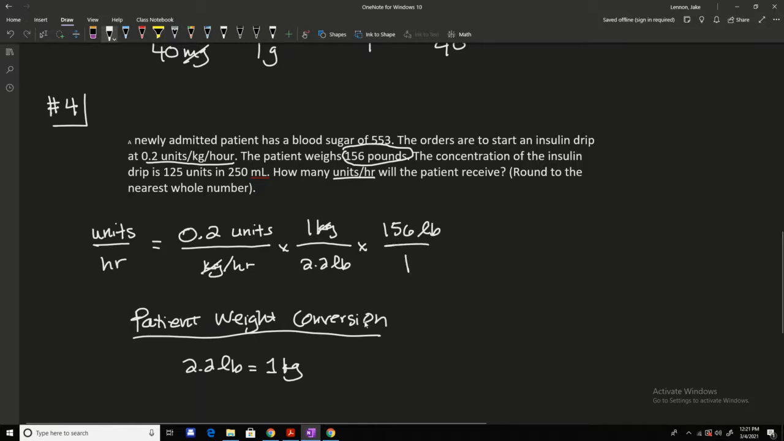And remember, patient weights are the other things that get placeholders. So that 1 on the bottom has no unit associated with it. You can think of it as being like 1 patient. So then the pounds are canceled, and the only units left are the units and the hours. So we just multiply across. So we get 31.2 over 2.2. And then we want this rounded to the nearest whole number. So that comes out to 14 if you round to the nearest whole number, 14 units per hour.